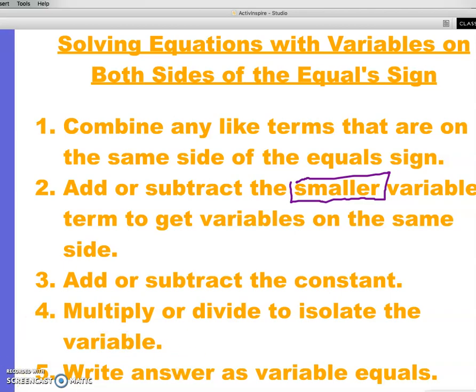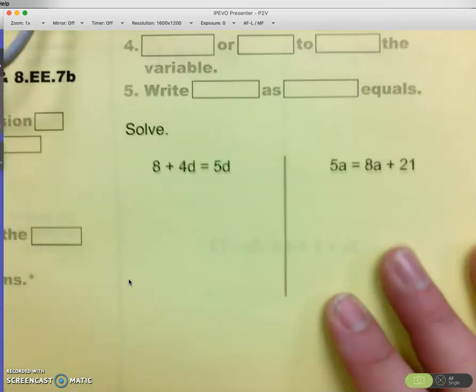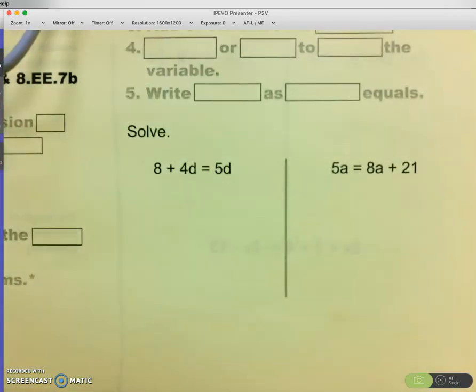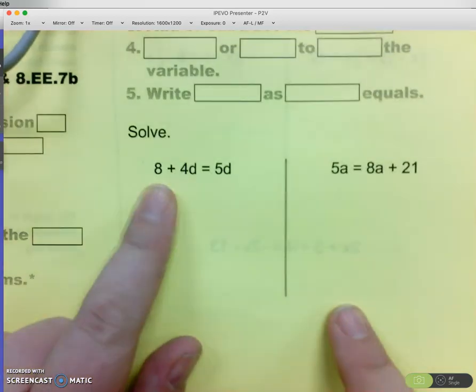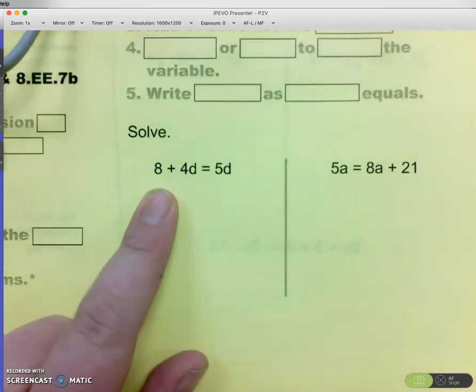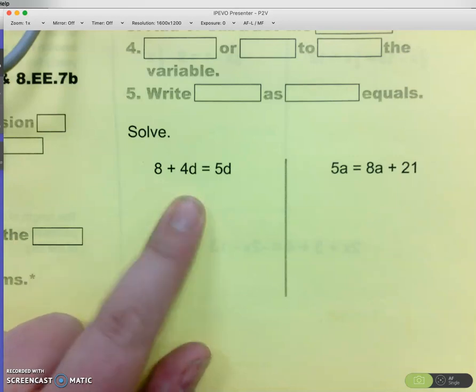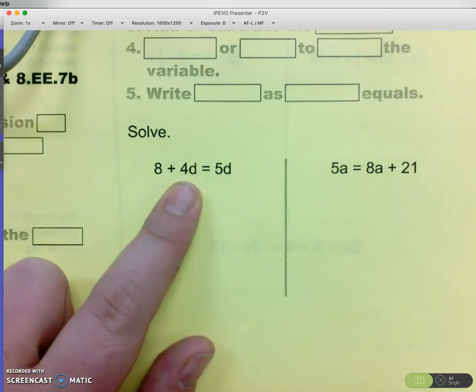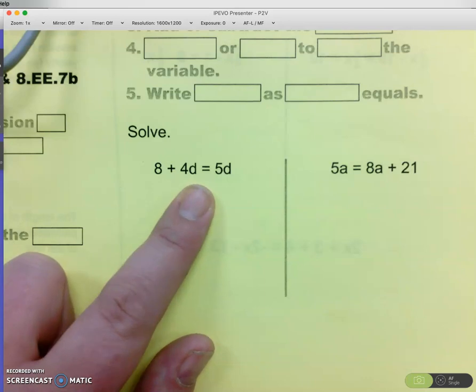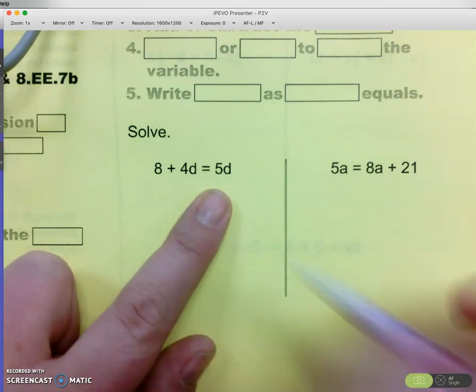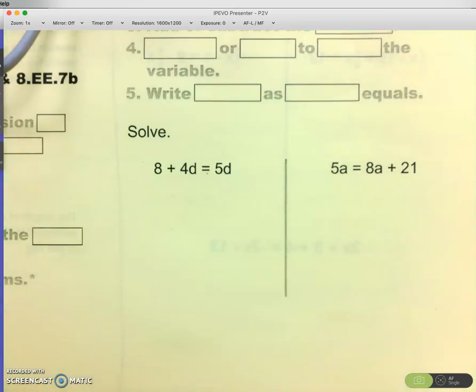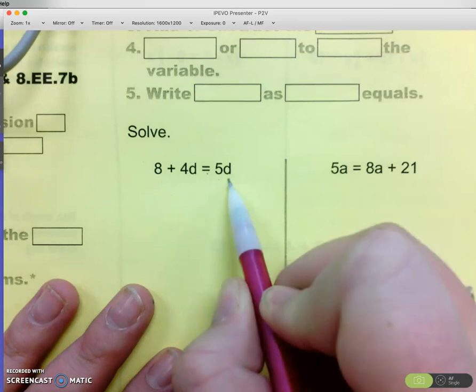Okay, so we have some examples to go through, so I'm going to start there. So now, biggest thing, look at what are the different parts of my equation. I have an 8. That's going to be a constant. It doesn't have a variable next to it, so it's a constant. I have 4D. The 4 is the coefficient, and it's the number that is being multiplied by the variable. My variable is the letter D. I have an equal sign. I have to remember that whatever I do to one side, I do to the other. And then I have that 5D on the other side.